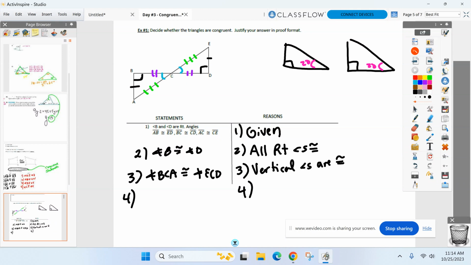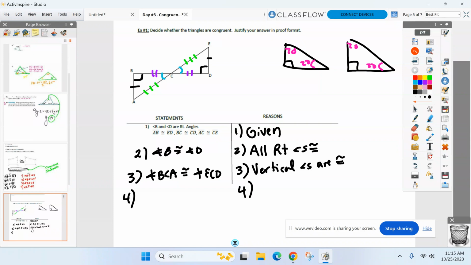What do I have left? How many degrees, if we're doing the math? 70, right? So what do you know about those remaining angles? They have to be congruent. If I have two pairs of angles that are congruent in two triangles, the third pair has to be congruent because each triangle has to add to 180. Makes sense? If I have two pairs in both triangles, the third pair has to be equal.